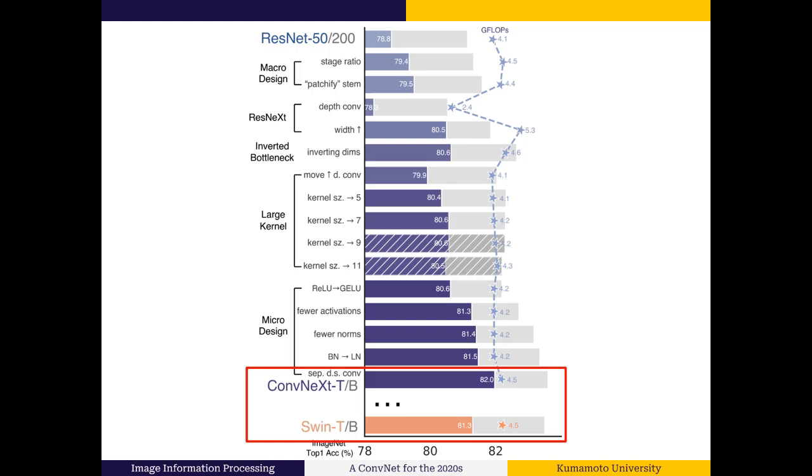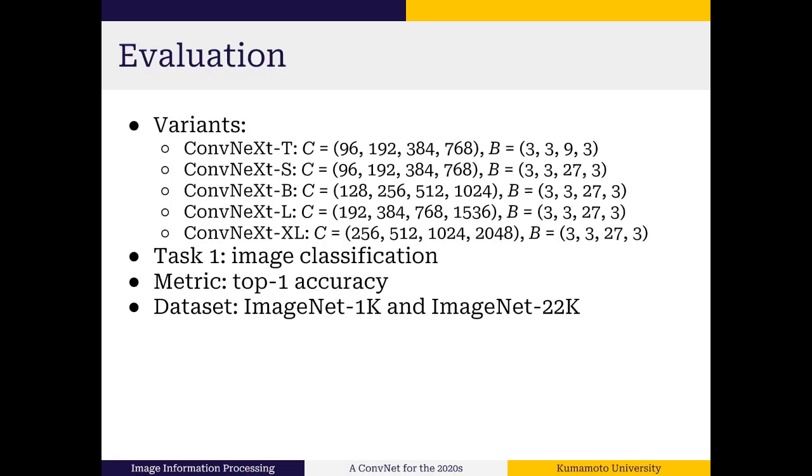Now we can see the comparison between the proposed ConvNet and the Swin Transformer, where the ConvNet shows better performance with the same computational requirements at 4.5 gigaflops. For the evaluation, 5 variants of ConvNet are used, which are tiny, small, base, large, and extra large. The differences between these variants are in the number of channels C and blocks B in each stage.